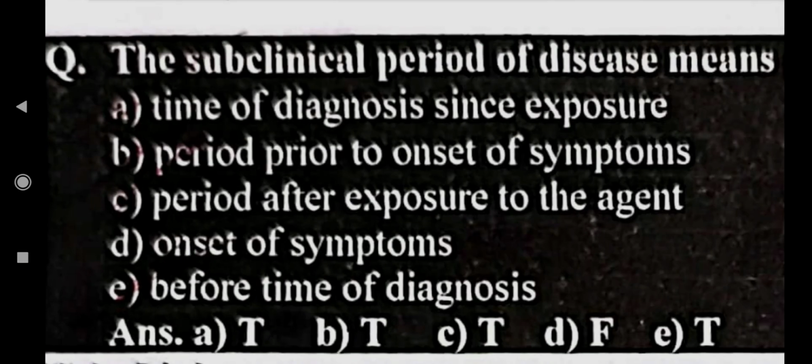The subclinical period of disease means. True answer: time of diagnosis since exposure, period prior to onset of symptoms, period after exposure to the agent, before time of diagnosis. False answer: onset of symptoms.